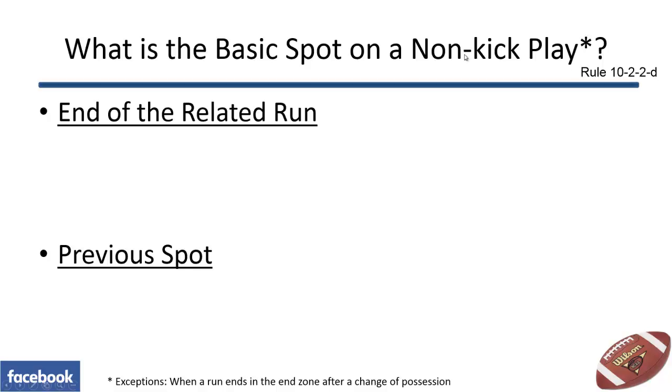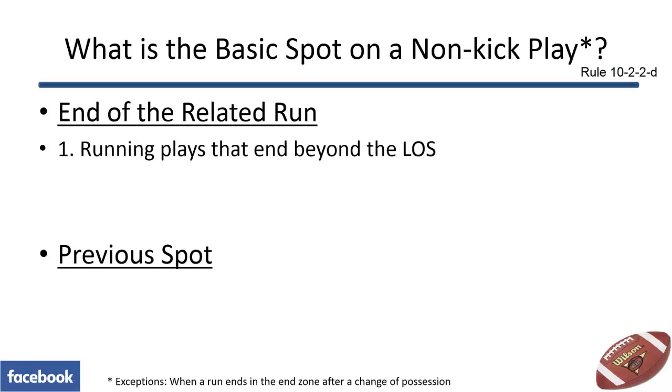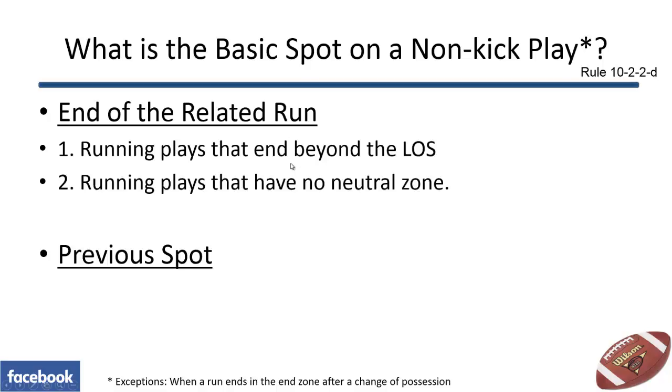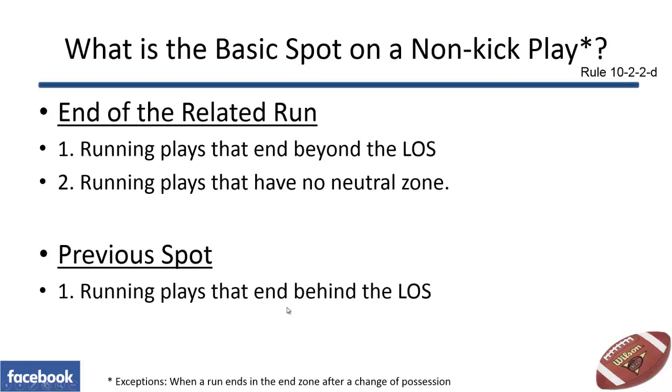The basic spot is the end of the related run for running plays that end beyond the line of scrimmage, in other words, for running plays where Team A gains positive yardage. It's also the end of the related run for running plays that have no neutral zone. The basic spot is the previous spot for running plays that end behind the line of scrimmage, so for running plays where Team A loses yardage, and on all passing plays. This applies to all situations except when a run ends in the end zone after a change of possession, and that situation is outside the scope of this presentation.